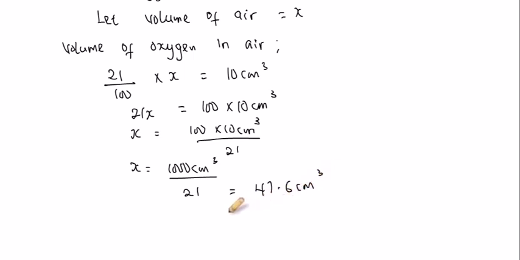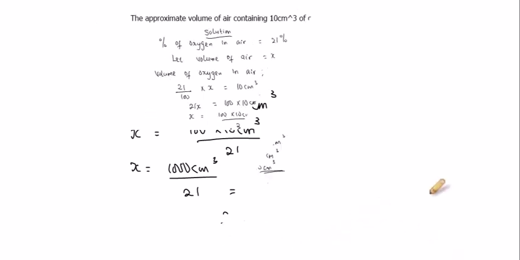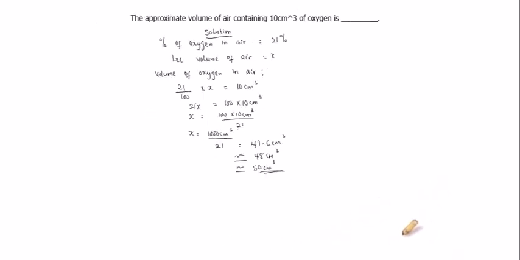And approximately, because we're asked to approximate, we have 48 cm³, and if we want to do this further, it can still be approximated to 50 cm³. So that will be the final answer. With this, we've come to the end of the solution, and we can say that the approximate volume of air containing 10 cm³ of oxygen is 50 cm³. And that will be all.